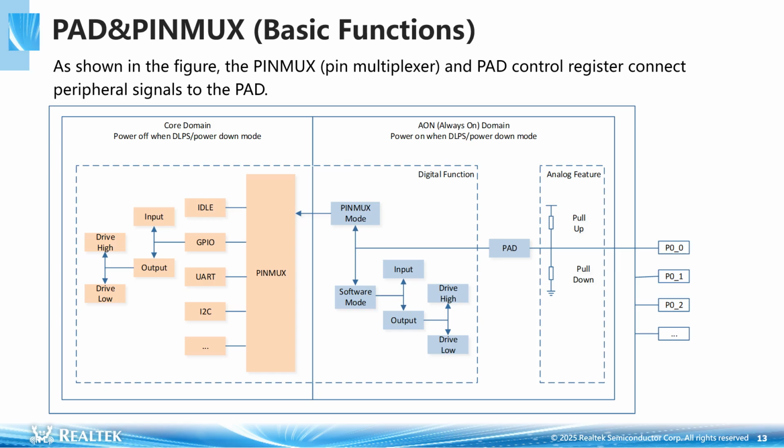The pad can be configured as PINMUX mode and software mode. Only when the pad is set to PINMUX mode can this pin be connected to the core domain to achieve pin multiplexing, as shown in the figure. The PINMUX circuit and peripheral modules are in the core domain and will be powered down during low power mode, so they cannot work in this state. The pad circuit is in the AON domain and will not be powered down during low power mode, so the pad can work normally in this state. The pad is mainly used to maintain the pin output state or wake up the system in low power mode.